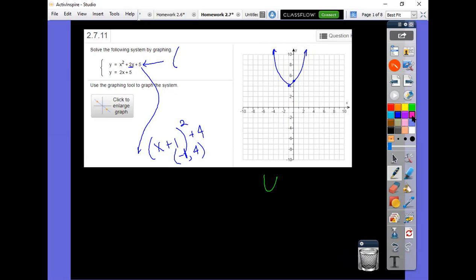Then for my second one, go down to the bottom, get the line tool, and just set 2 points around this line. I would suggest my y-intercept at 5 with a slope of 2, so up 2 over 1. Looks like there should be 2 solutions here.